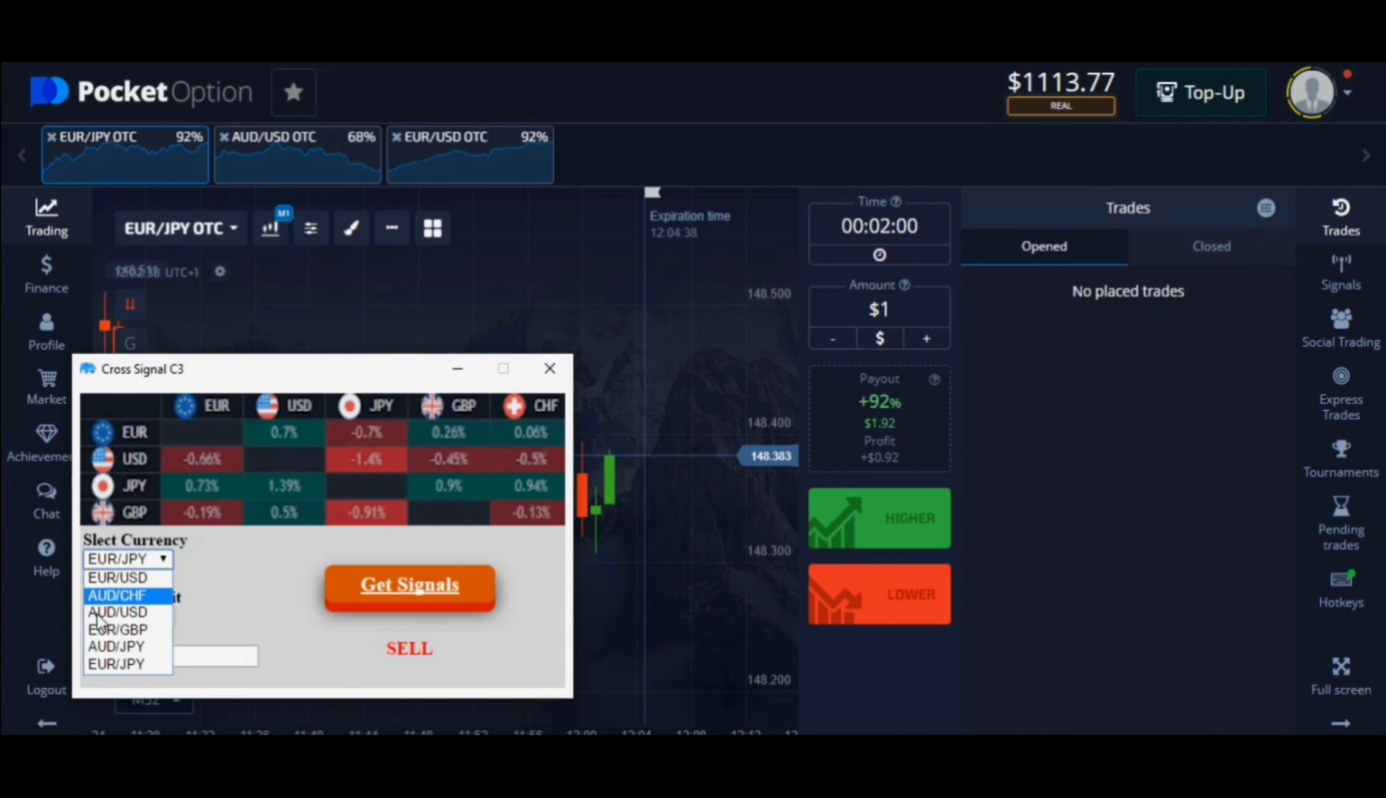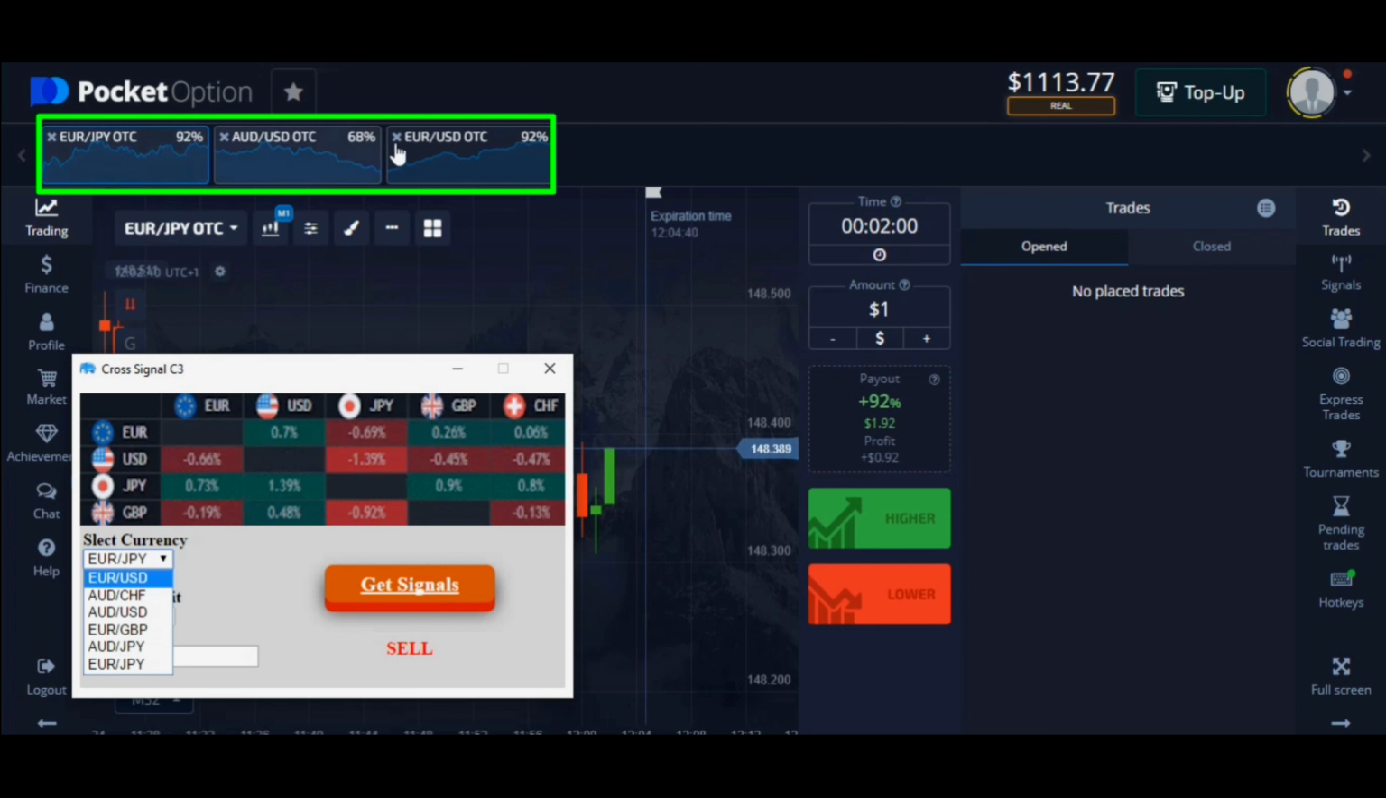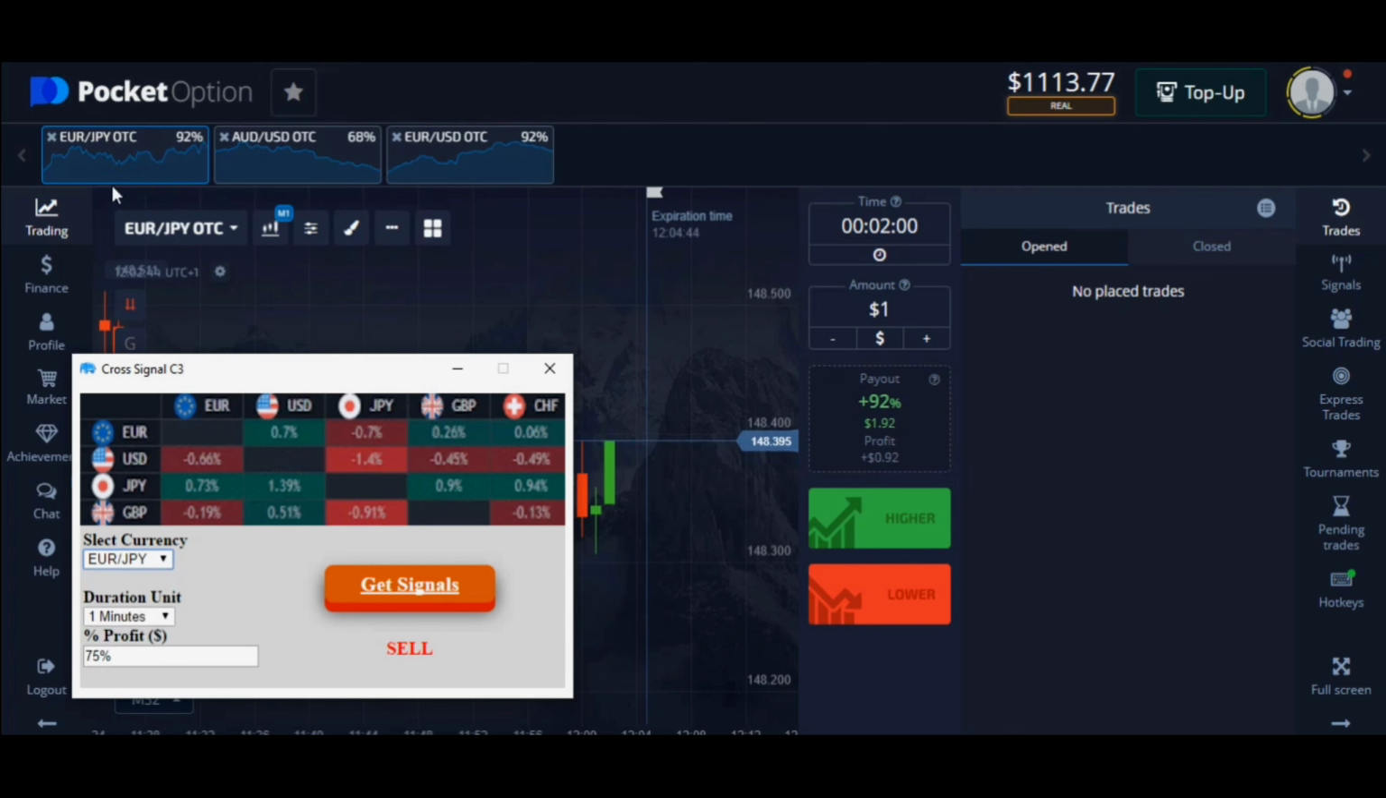This is the cross-signal C3 bot market list that you can choose and use in this trading. The pocket option market I chose in this trade. Make sure the market you choose is available on the cross-signal C3 bot, then match it with the pocket option market you choose.